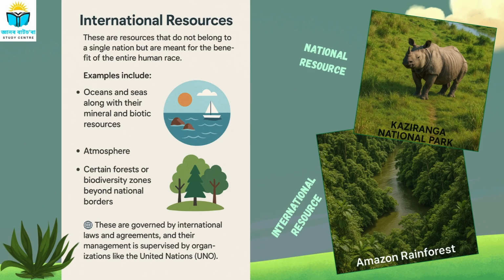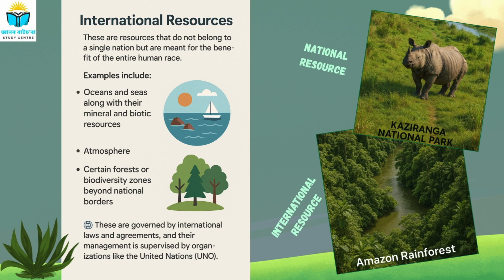Now let's understand international resources. These are resources that do not belong to any single nation but are meant for the benefit of the entire human race. Examples include oceans and seas along with their mineral and biotic resources, the atmosphere, and certain forest or biodiversity zones that lie beyond national borders like the Amazon rainforest. These resources are managed through international laws and agreements and supervised by global organizations such as United Nations.